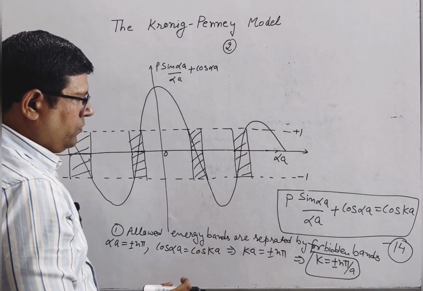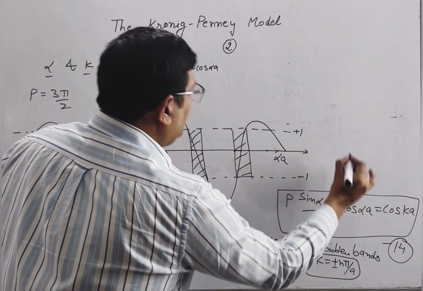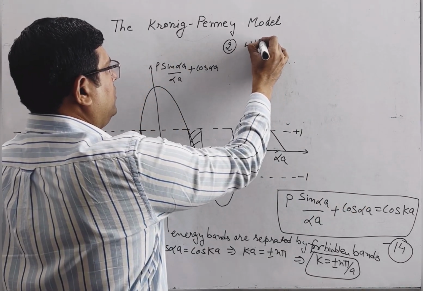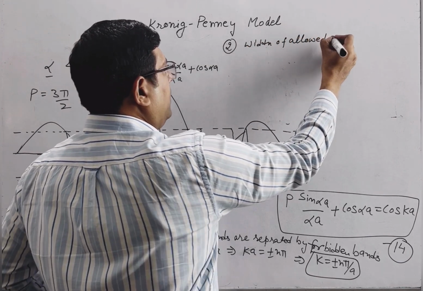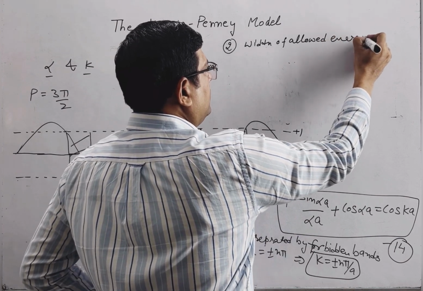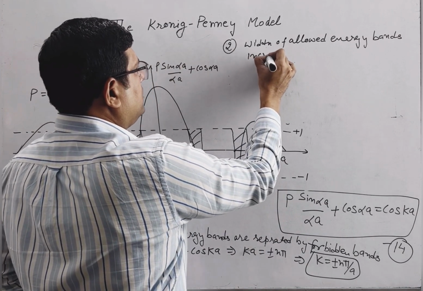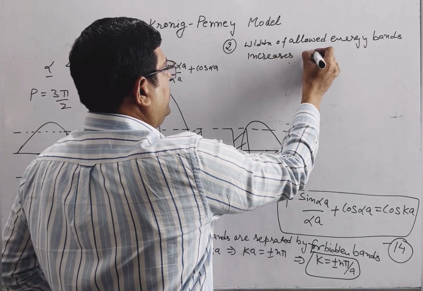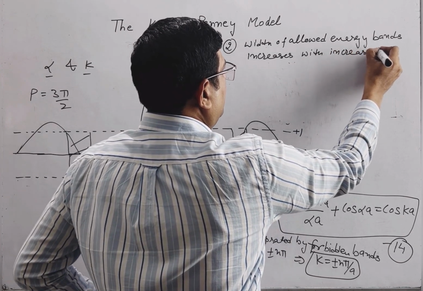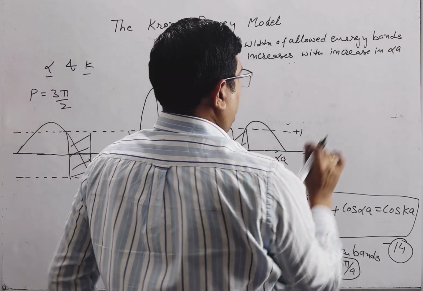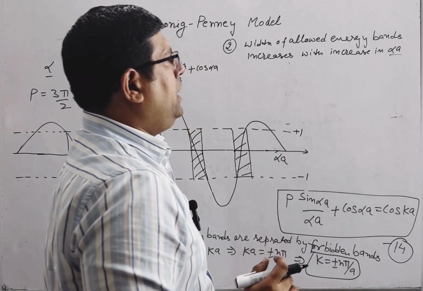Second conclusion is the width of these allowed bands increases as alpha a increases. Width of allowed energy bands increases with increase in alpha a. Okay, and also decreases if alpha a decreases.